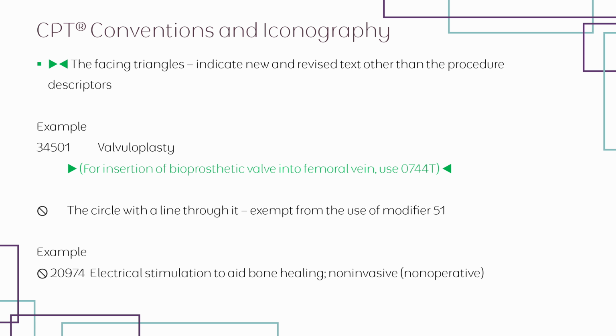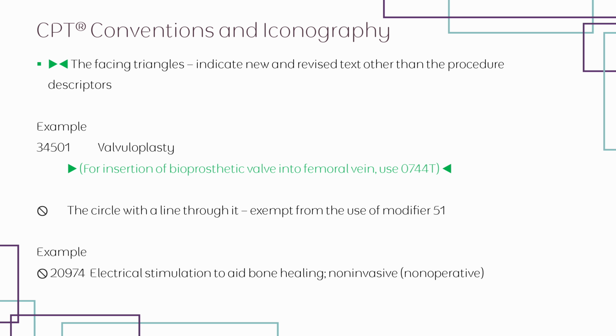Next, we have this symbol that looks like a circle with a line through it, which is the universal symbol for no. The CPT codebook uses this symbol to indicate that the code is exempt from the use of modifier 51. Modifier 51 is typically used to identify multiple procedures that are performed during the same encounter. However, when this symbol appears next to a code, it means that modifier 51 should not be appended, even when multiple procedures are performed.